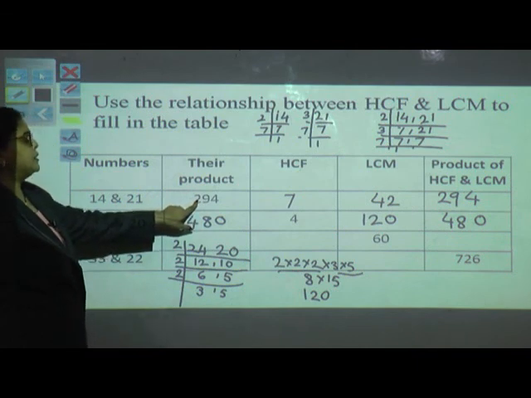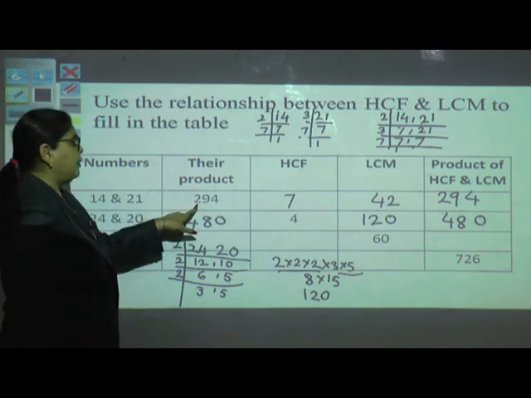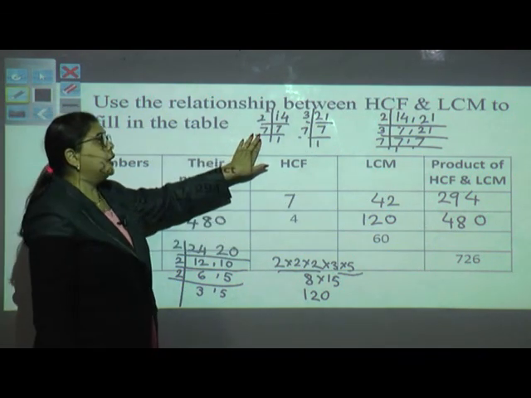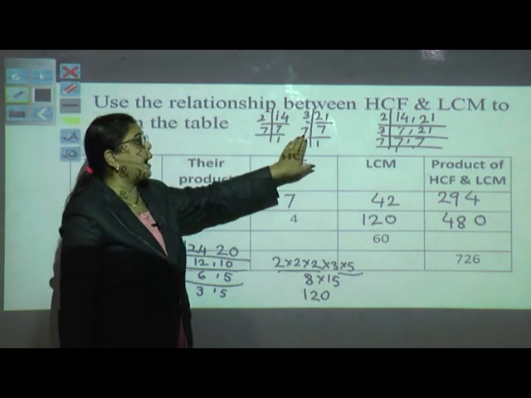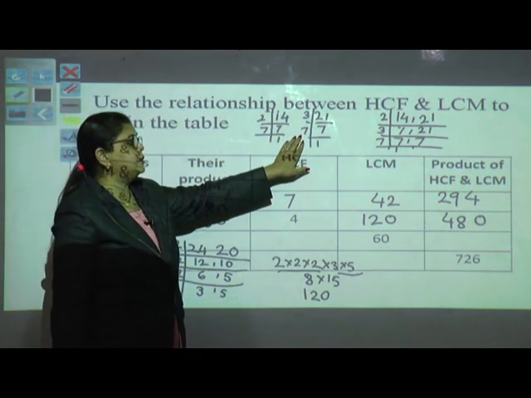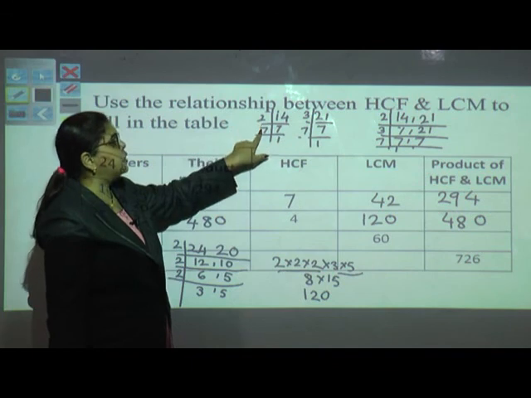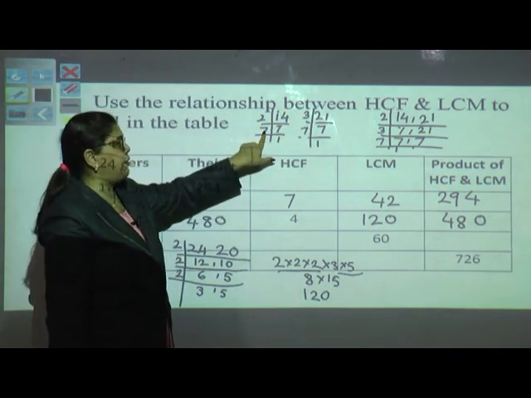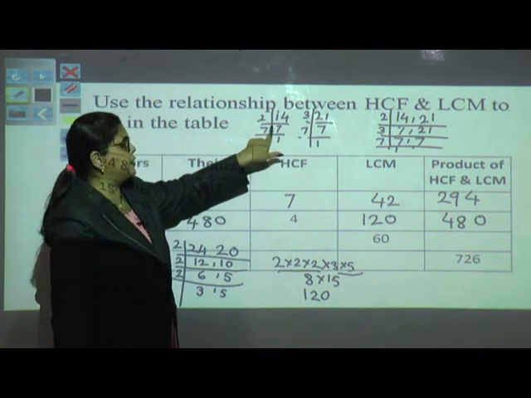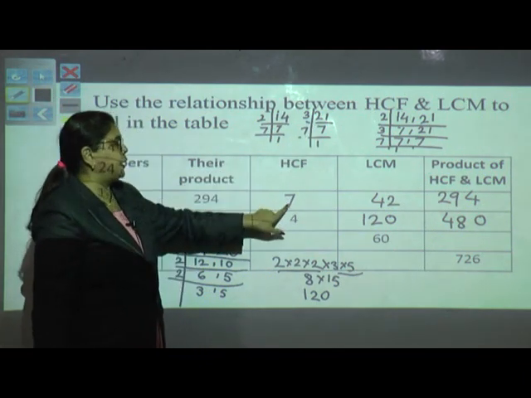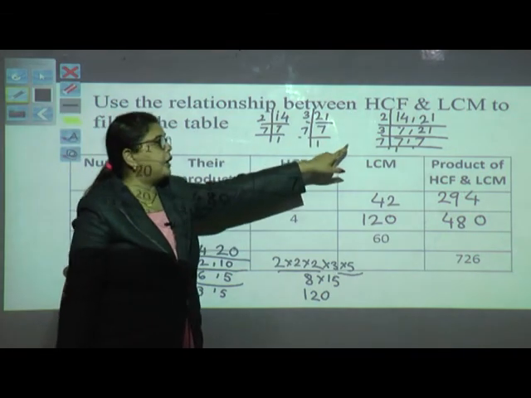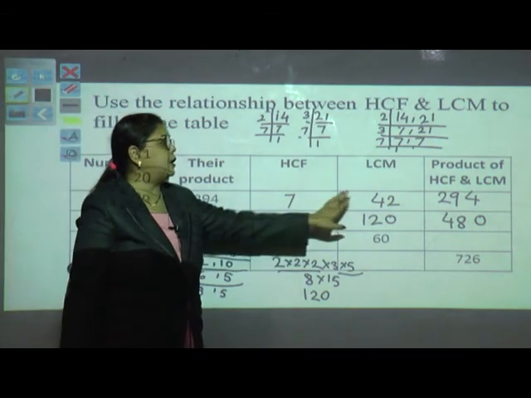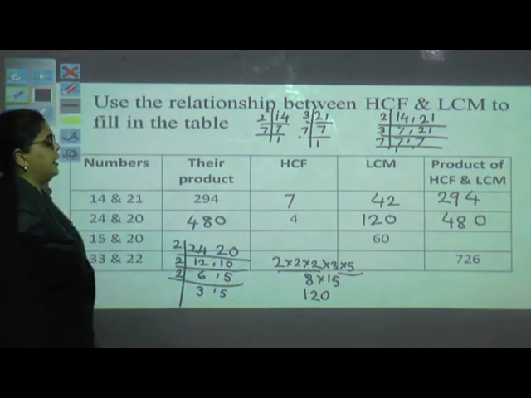It is already given to us, so we will not find it out, but we have to find the HCF. We had done the HCF practically here. Find the highest common factor. The highest common means the largest number. So here we have the largest number as 7. These are the common factors in 14 and 21. So we write the HCF as 7. Then we found the LCM. We did the multiplication, and then we took the product of HCF and LCM.